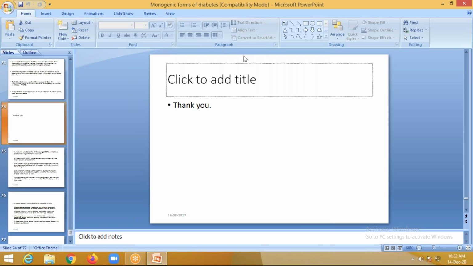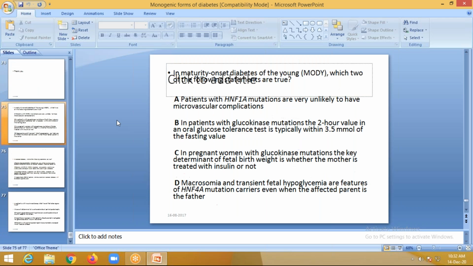Remember the only one slide which I told you to remember, that one you have to remember. Other than that, if you forget everything also, no problem. Just remember the MODY first 5 types at least. Okay? Okay, thank you then.